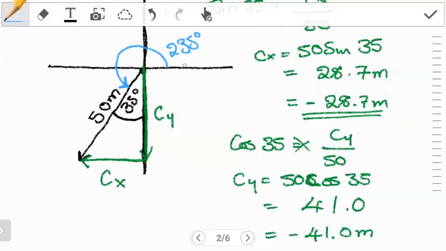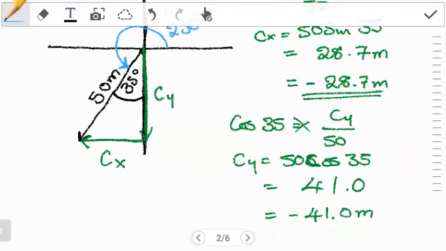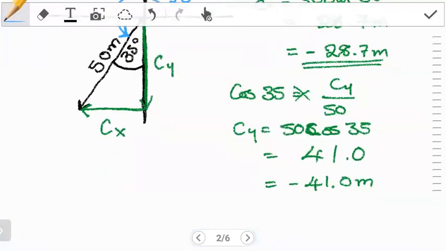Now remember what I said earlier on. If we're going to use this method of measuring angles from the positive x, then remember, cos gives you the x component. This is only if you're taking your angle from the positive x-axis anti-clockwise. Cos will give you the x component. Now, how does it look? So what we have now is cos of the angle, which is 235, is equal to the x component, cx, over the vector itself, 50.